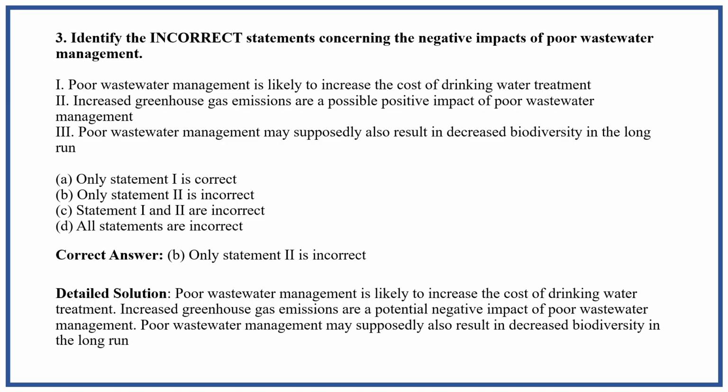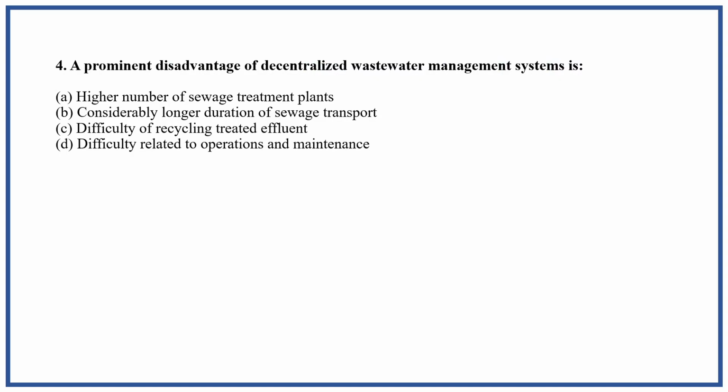But statement 2 is incorrect because the increased greenhouse emissions are a negative potential impact of poor wastewater management. So only statement 2 is incorrect. Next one is a prominent disadvantage of decentralized wastewater system. So which one is the disadvantage of decentralized wastewater system?